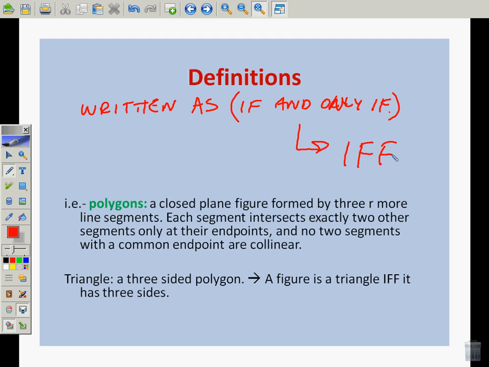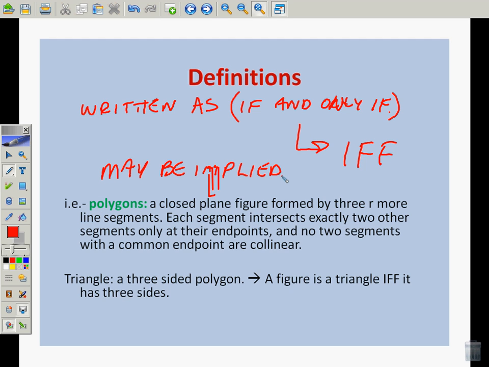A 3-sided polygon is a triangle. A figure is a triangle if and only if it has 3 sides. Okay, so that's how this if and only if may be implied. Okay, so it may be implied, the if and only if. But let's see if we can do one of these, and one will leave open for the end. I'm going to do this one down here.